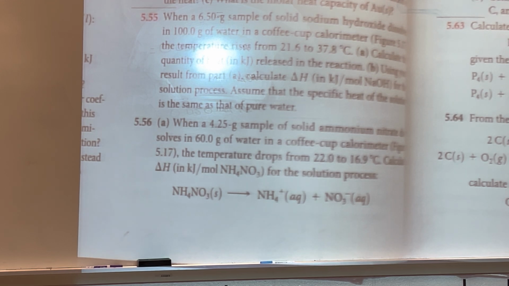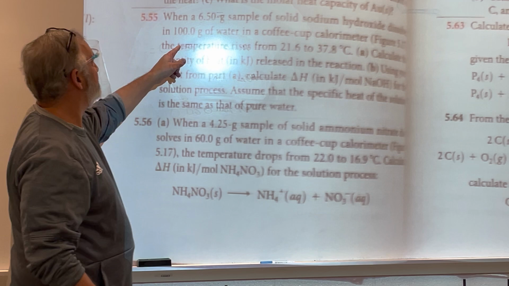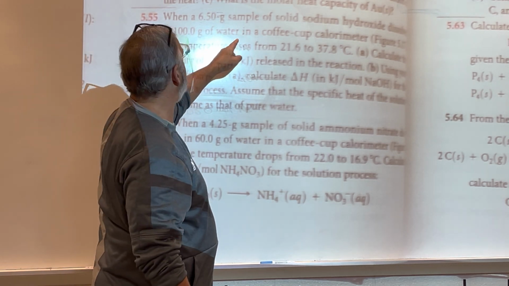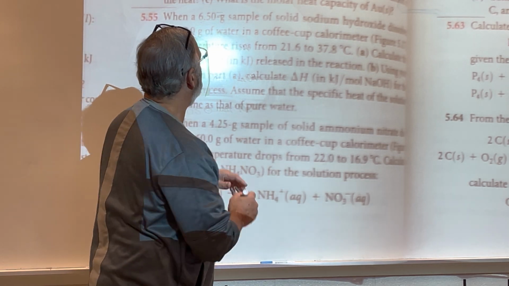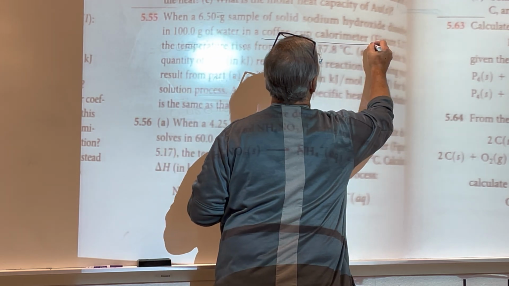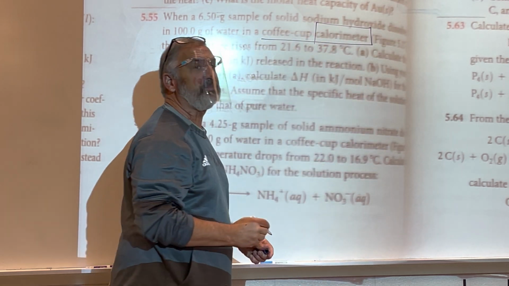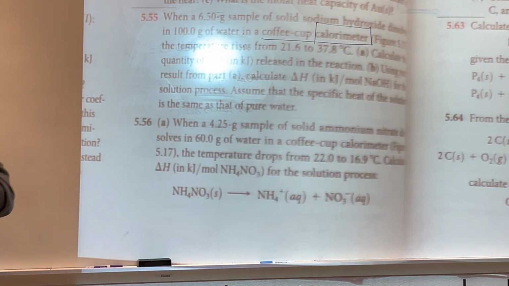55, now, notice that 55 says, when a 6.5 gram sample of sodium hydroxide dissolves in 100 grams of water in a coffee cup calorimeter. So what type of problem do you think this is over 5 types of problems? That's a calorimeter problem, okay? That's a pretty good indication it's gonna be a calorimeter problem, which is very similar to the lab that we just did. So in a calorimeter problem, what do we know?